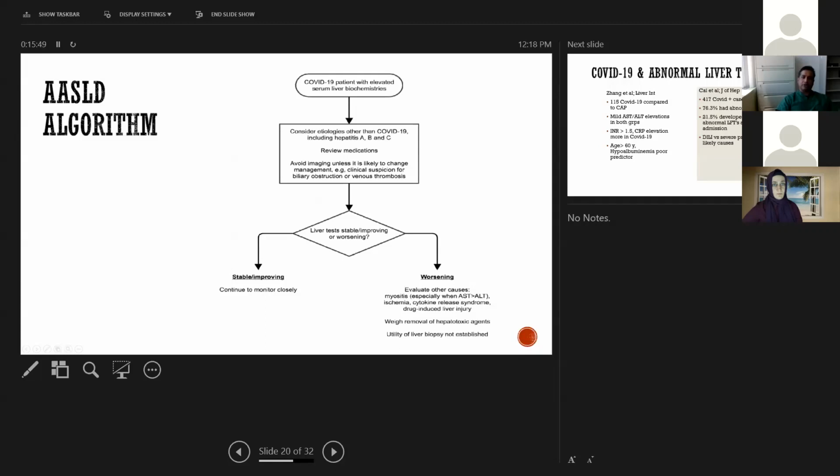Now, during the course, if the liver tests are improving, we continue to monitor them closely. But if they're worsening, we need to evaluate for other causes. Especially if AST is elevated more than ALT, it could be associated with viral myositis or ischemia or SIRS due to the cytokine release syndrome. And we need to keep in mind that all the medications that we use for COVID-19 can cause hepatotoxicity.